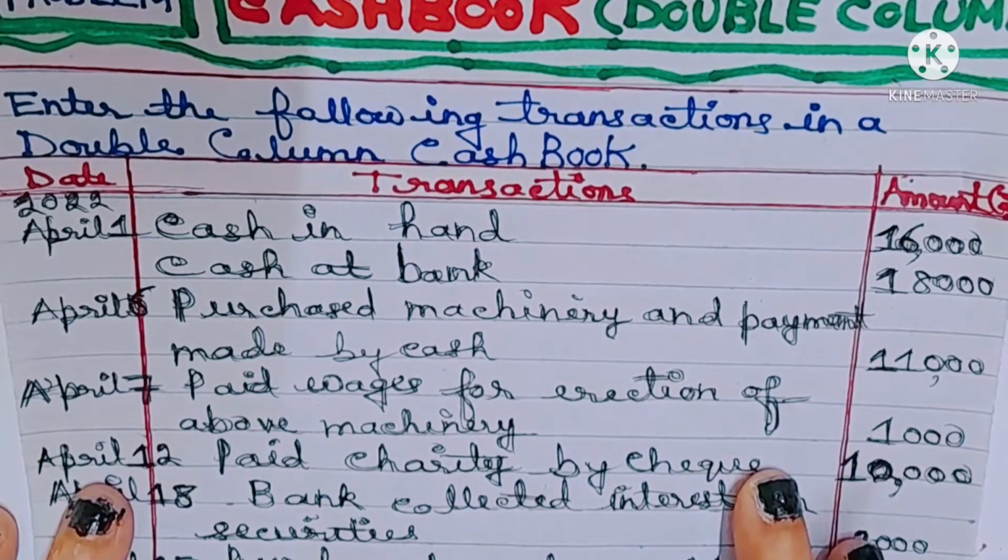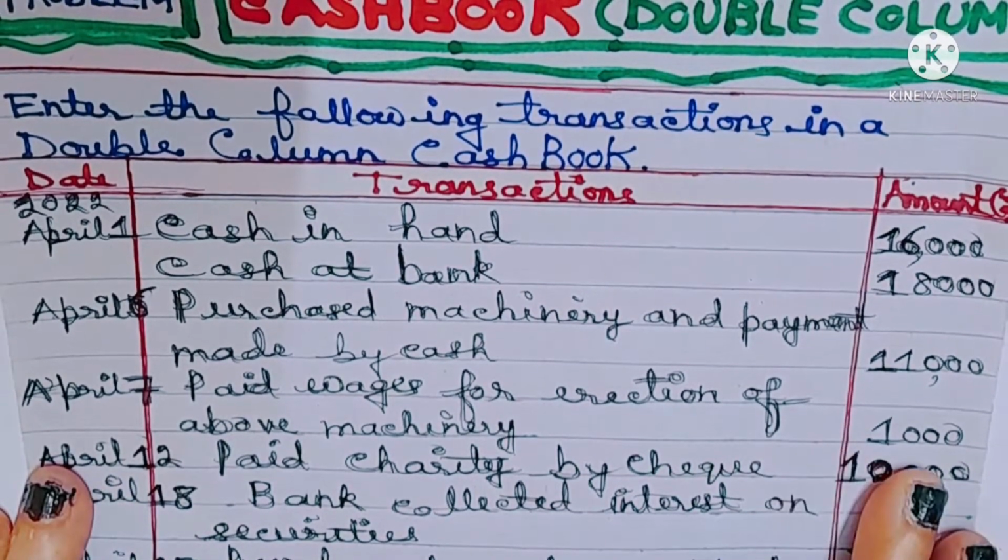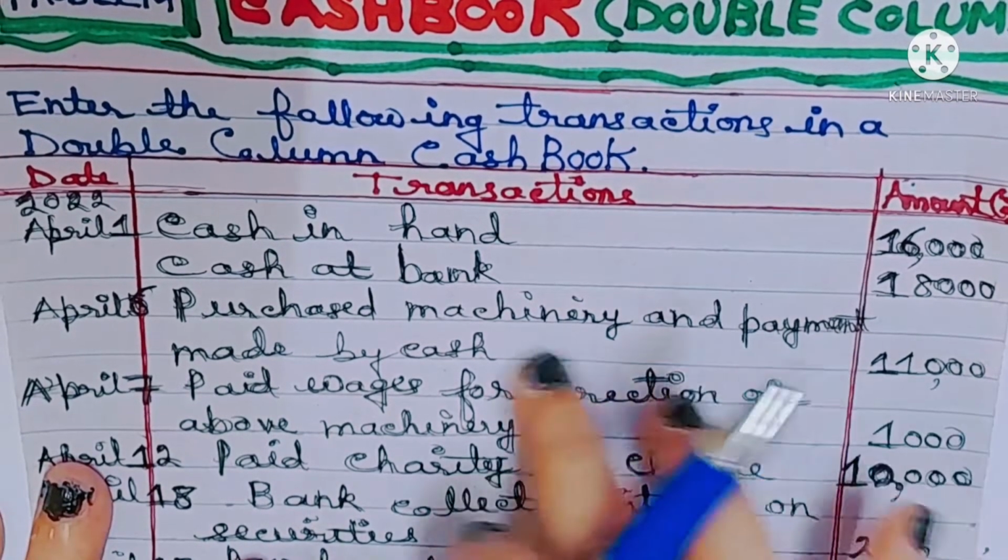Okay? The journal entry will be machinery account debit to cash account 1,000. Okay? Just like the above transaction.